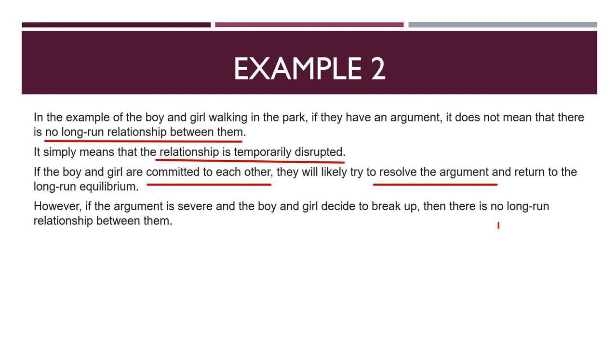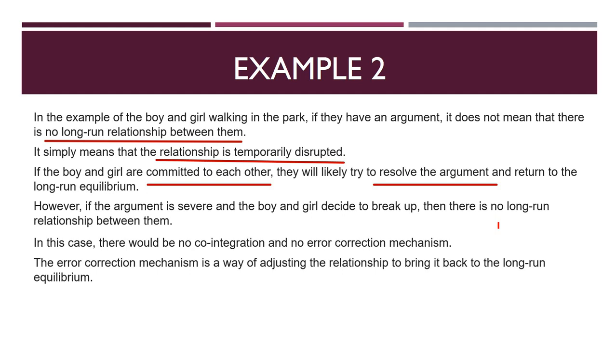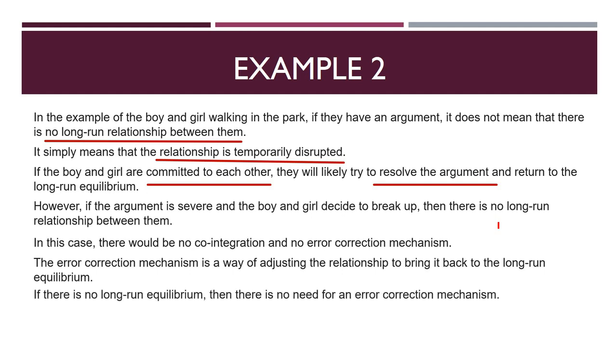However, if the argument is severe and the boy and girl decide to break up, then there is no long-term relationship between them, and that means no error correction term will be there. So in this case, there would be no co-integration and no error correction term, because the error correction term will be there only if there is co-integration, only if there is a long-term relationship. The error correction mechanism is a way of adjusting the relationship to bring it back to the long-run equilibrium. If there is no long-run equilibrium, there is no need for an error correction mechanism.